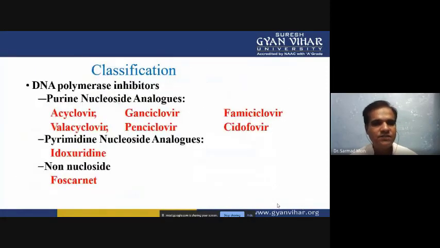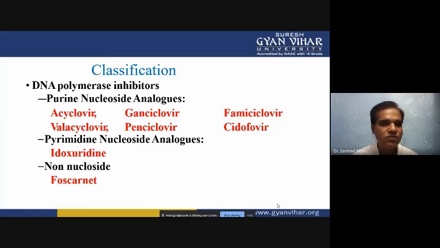Then classification. If we see, DNA polymerase inhibitor type of drugs are there. These drugs will inhibit the DNA polymerase so that it will not help in the replication of viruses. And when replication of the virus DNA or RNA does not happen, the virus can't synthesize new viruses, and we can stop the viral infection.